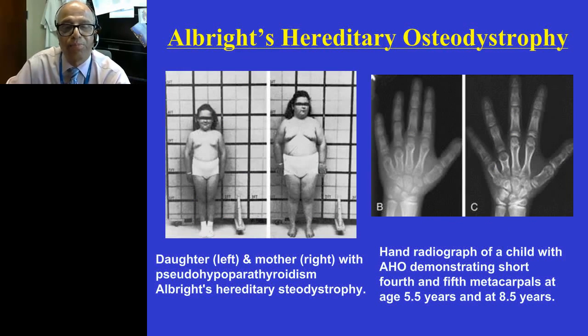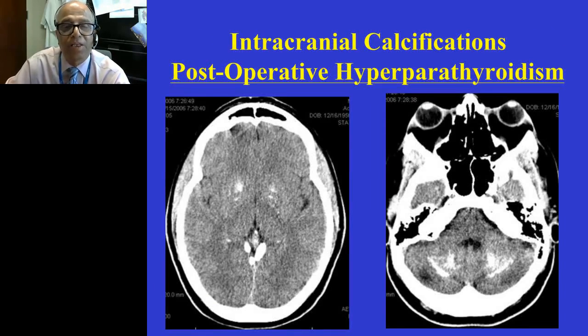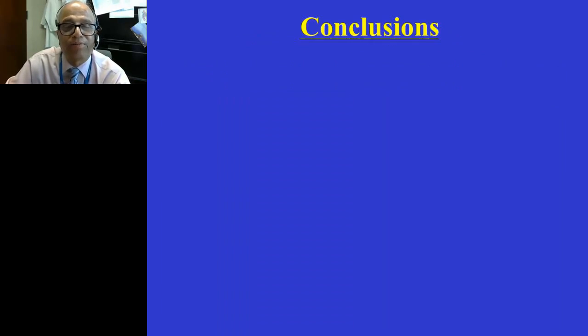This is a case of pseudo-hypoparathyroidism, showing the short stature and short metacarpals, a patient with PTH resistance. This is a case of intracranial calcification in a patient with post-operative hypoparathyroidism, showing bilateral basal ganglia calcification and also cerebellar calcification, as you can see here, and the patient can develop ataxia due to this. Unfortunately, the current PTH treatment available may not reverse this, but early treatment might prevent it. Until then, we will not know whether the PTH treatment will prevent intracranial calcification.